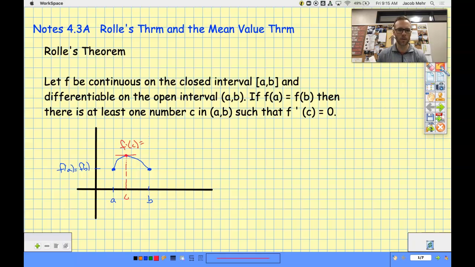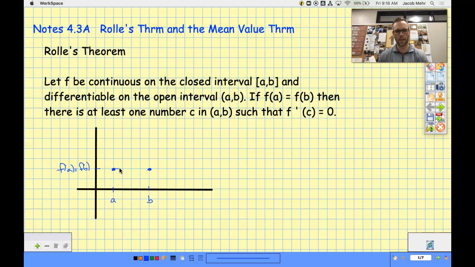So let's have some fun and see if we can draw some other functions and see if that still holds true. How about that function? Is there a c between a and b such that f prime of c equals 0? Yeah, probably right there. How about this one? Is there a c between a and b such that f prime of c equals 0? And this one I see too. I see right there. I see right there. Notice that the theorem says at least one number. There could be more than one.